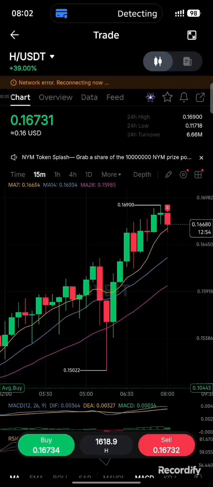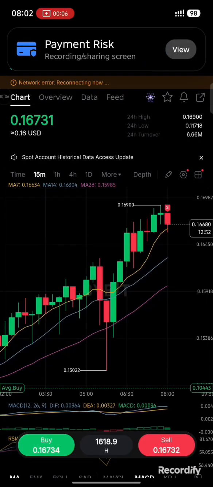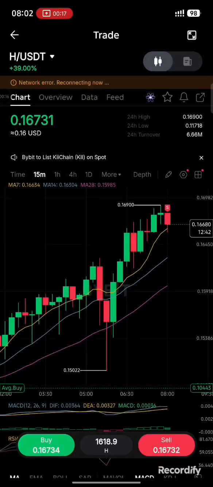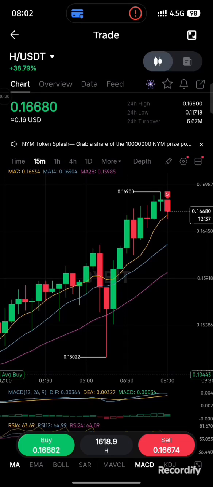Hi guys, in today's video we're simply going to look at how to set up a trade. So watch closely, watch clearly from the beginning to the end, so that by the end of this very video you will be able to understand how to set up a trade for a profit.